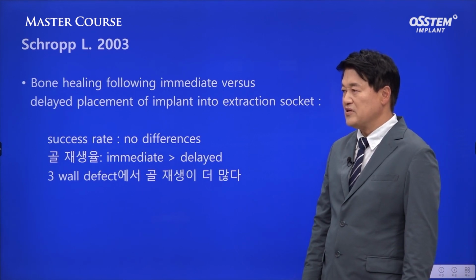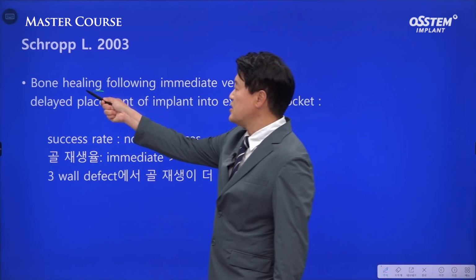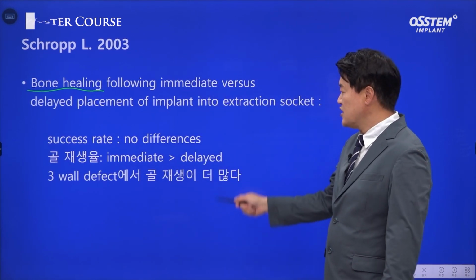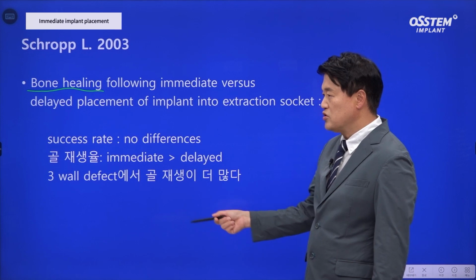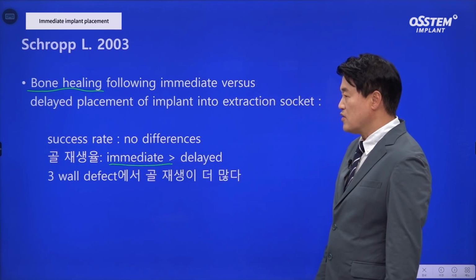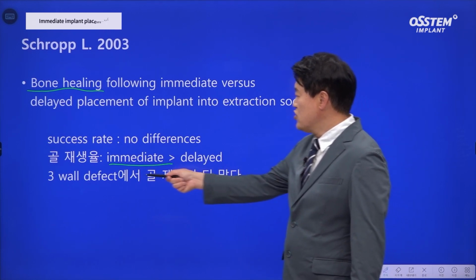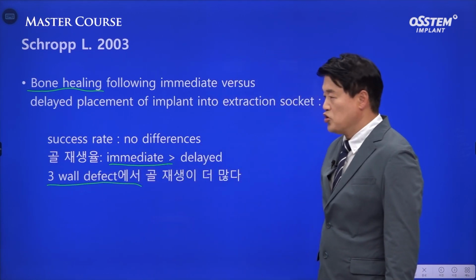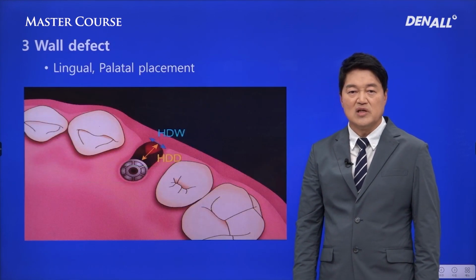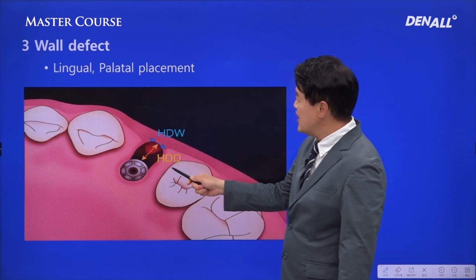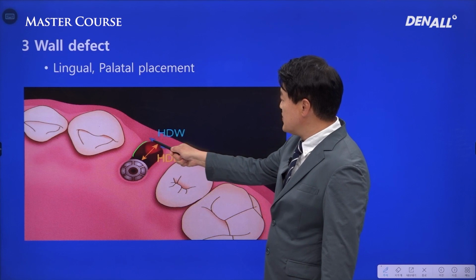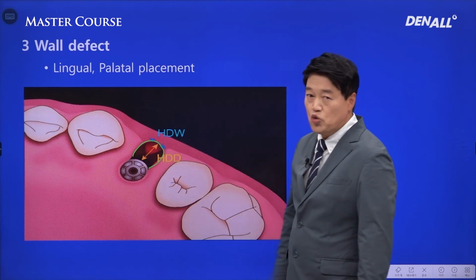It compared immediate versus delayed placement and looked at bone healing. The success rate does not differ, but bone regeneration rate was higher in immediate placement. What is important here is that bone regeneration occurred more in three-wall defect. This means that, if possible, as shown, by placing the implant more lingually and palatally, you can make a three-wall defect. This will lead to better results.